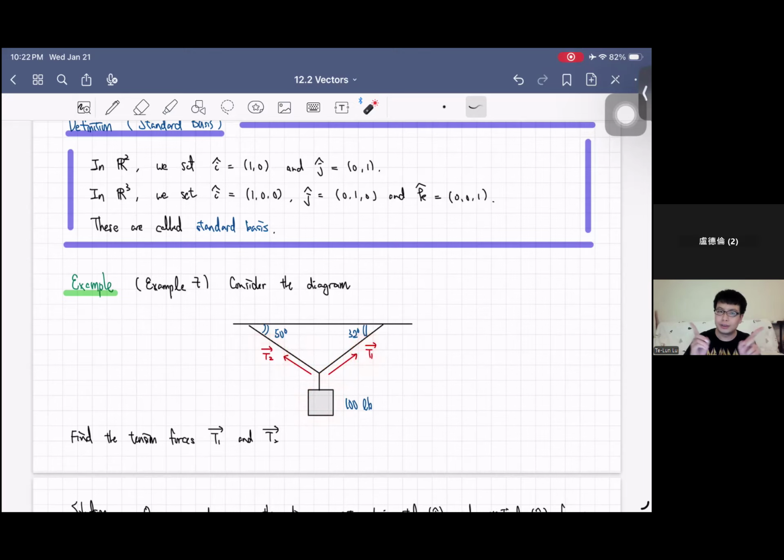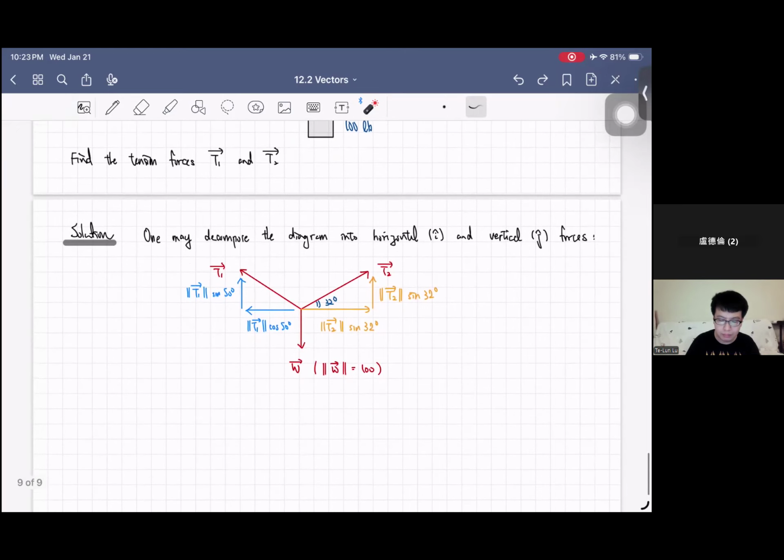So T1 and T2 are forces, and those forces go this way and this way. So actually we already know the direction. The direction is this way and this way, right? Basically. Now we are interested in the magnitude. How tense is this rope and how tense is this rope? Okay. The idea of the standard basis comes into use. So we want to decompose everything in terms of the horizontal basis and the vertical basis. So let me explain what I'm saying.